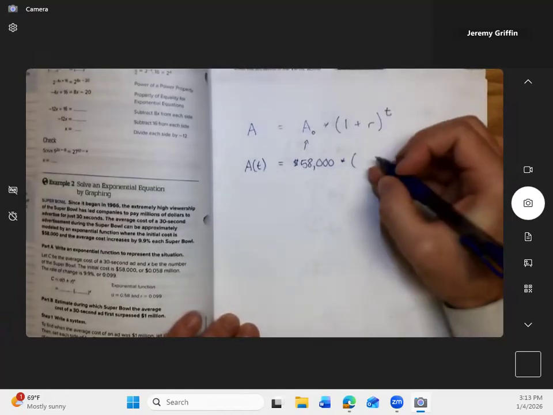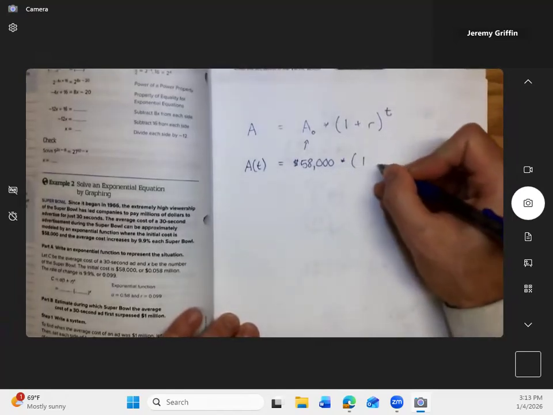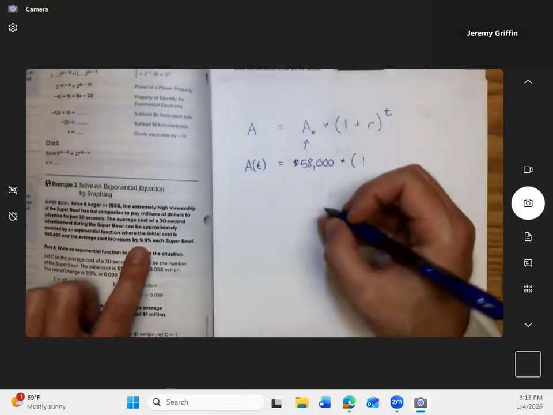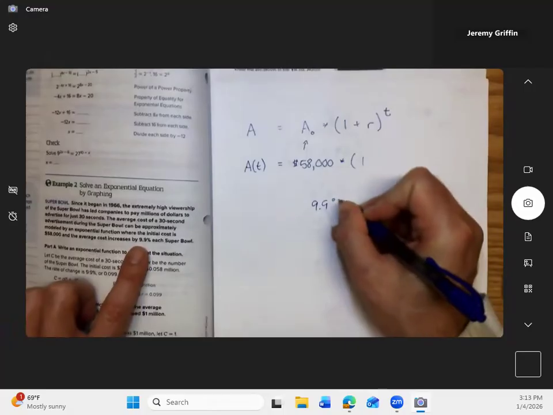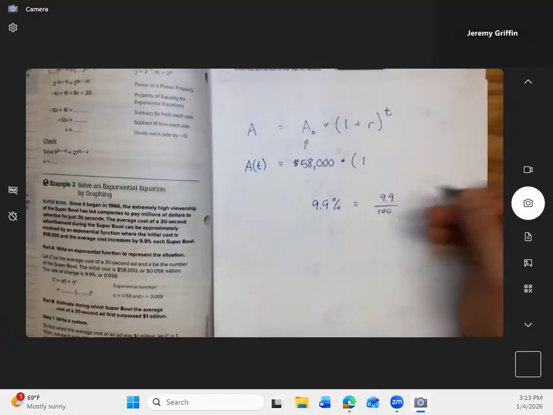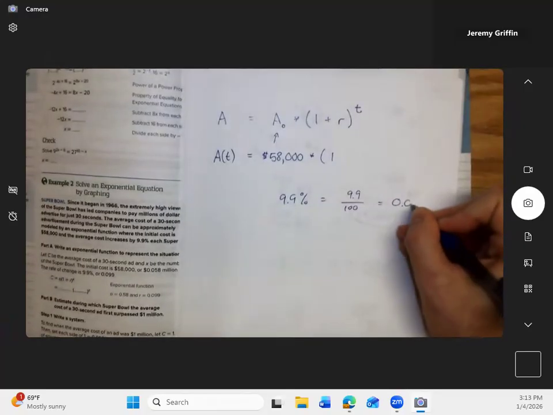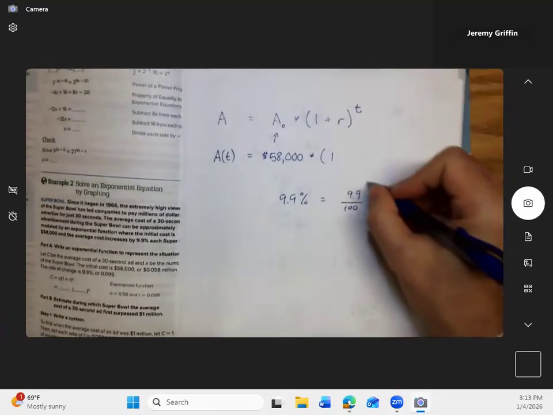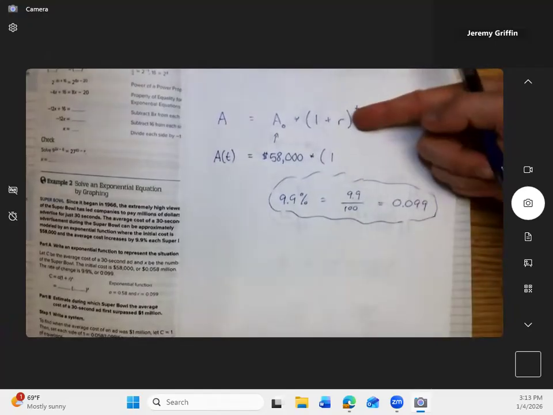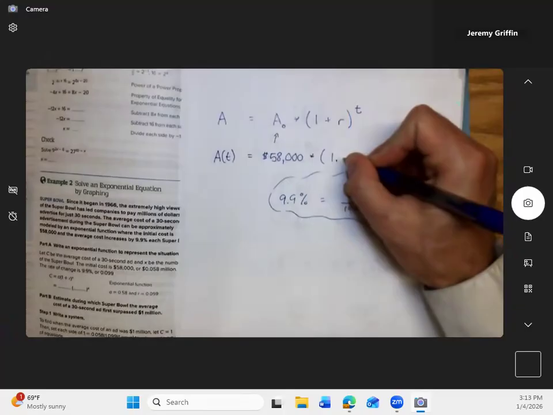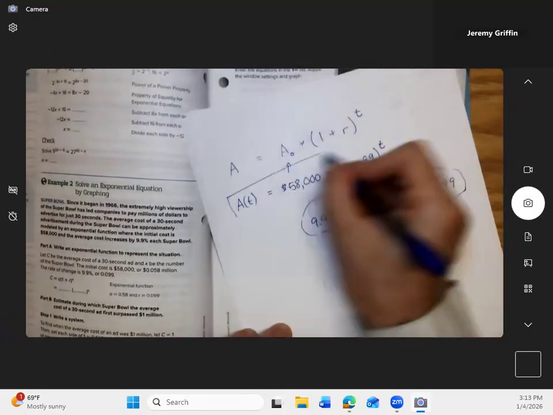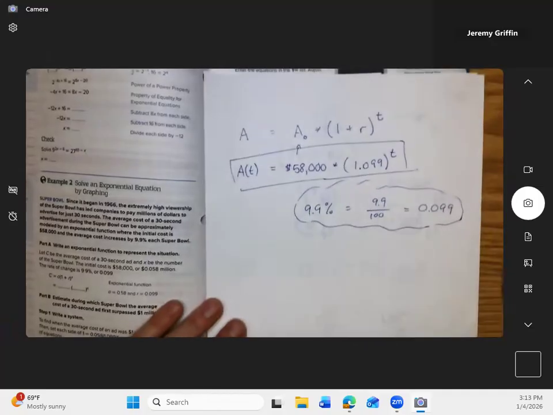Get the same result. And then 1 plus the rate of growth. Now the rate of growth is 9.9%. Remember, that's the same thing as 9.9 over 100, or I could roll the decimal back twice, 0.099. Okay, so think about this: that's what takes the place of this R for growth rate. So 0.099. There you go. And I think that looks like a pretty good model right there.